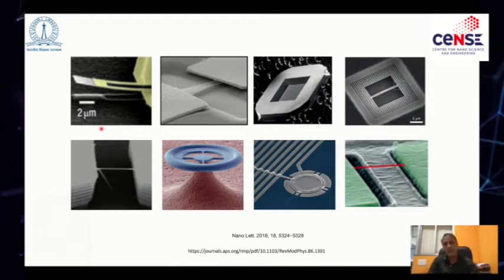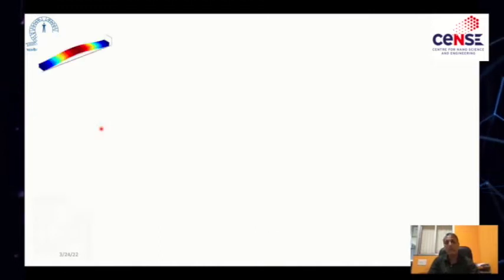But I'll start with how we use this to do sensing. And by sensing, I'm specifically going to talk about mass sensing. How do you use these strings to detect changes in mass?